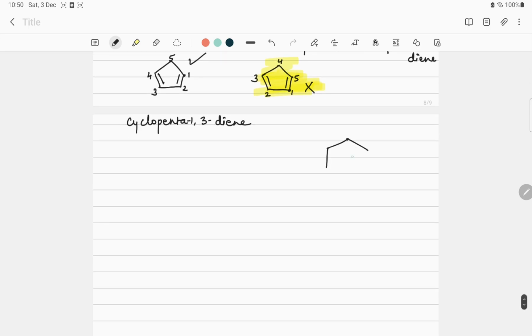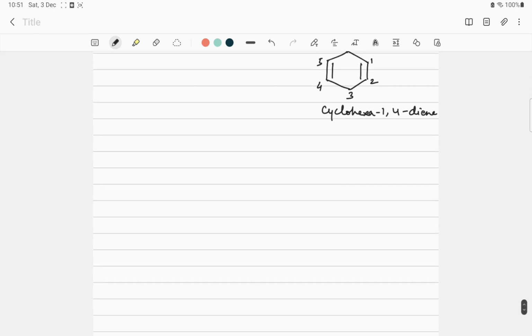Say for example, if the compound is like this, the name of this compound, 1, 2, 3, 4, 5, 6, is cyclohexa-1,4-diene. That is how the compound can be named. What if in the compound we have a side chain? Say for example, if the compound is like this.